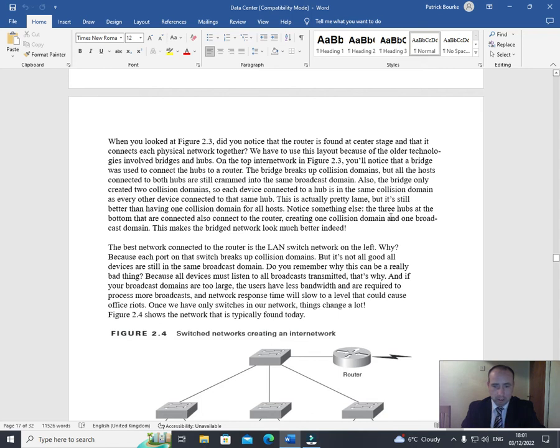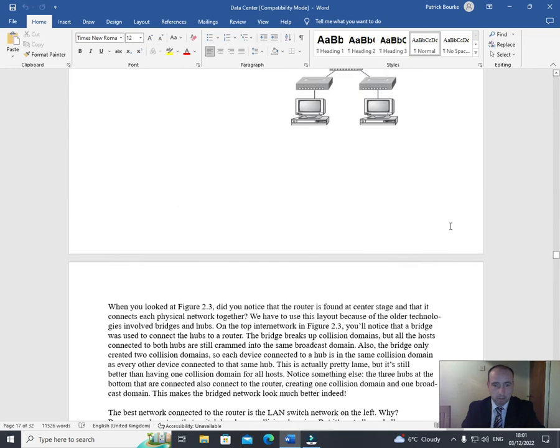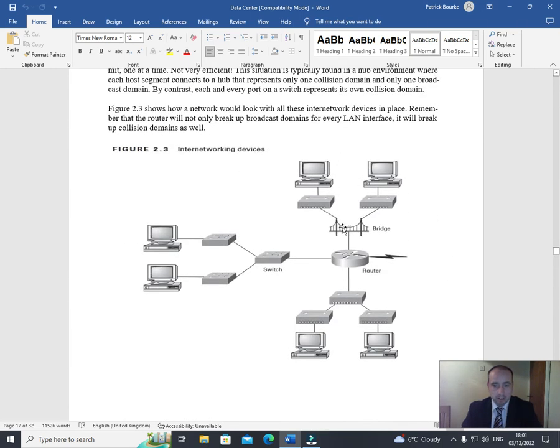Notice something else. The three hubs at the bottom are also connected to the router, creating one collision domain and one broadcast domain. This makes the bridge network look much better. So here you can see, here's our bridge, switch, router, and possibly another switch.